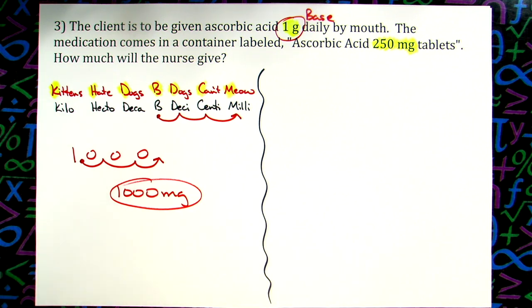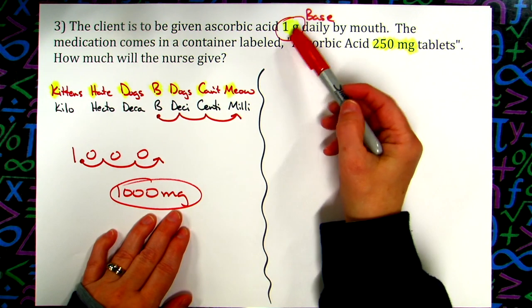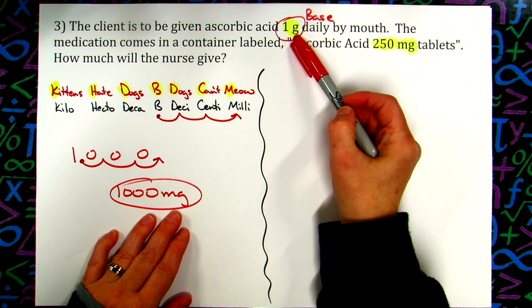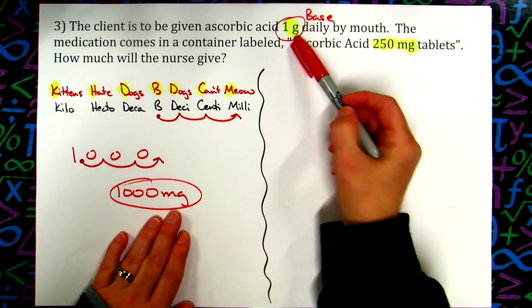Now, of course, you can multiply and divide by powers of 10 when you are converting within the metric system, but converting within the metric system simply means moving the decimal to the left or to the right. So a chart like this works really nice. Now that I know that the client is to be given 1 gram or 1,000 milligrams, I can go to the ordered times available.